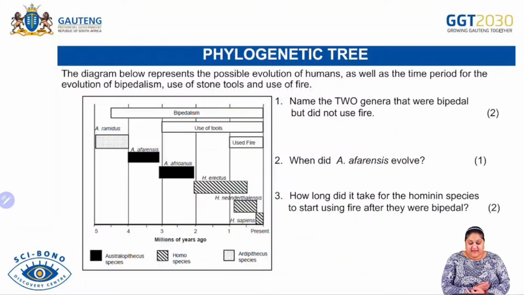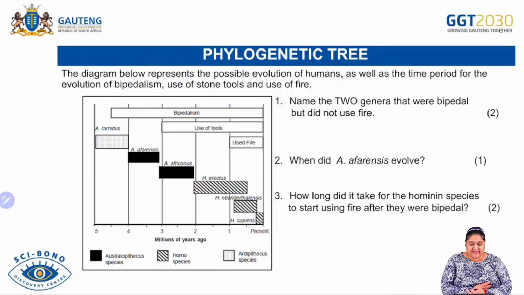So we have a question here. The diagram below represents the possible evolution of humans as well as the time period for the evolution of bipedalism, use of stone tools, and use of fire. So first we need to analyze the diagram before we look at the question. When we analyze the diagram, we see over here that we have keys. This one looks different from the previous two that I gave you, but now we need to look at the skills that I taught you.